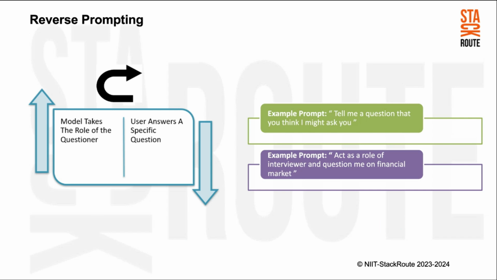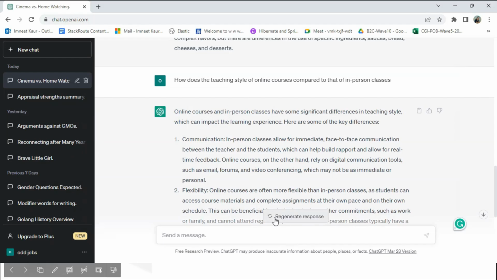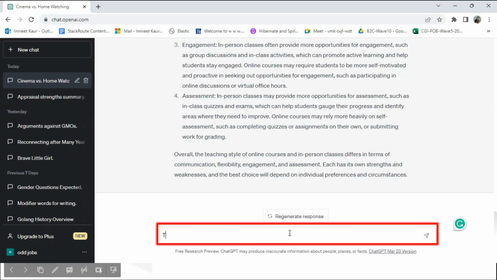Again, on the right side you can see two examples. The first one is, tell me a question that you think I might ask you. Another example prompt is, act as a role of interviewer and question me on financial market. Let us go to ChatGPT and type these examples and see the responses. So let's type the first one. Tell me a question that you think I might ask you, and press enter.